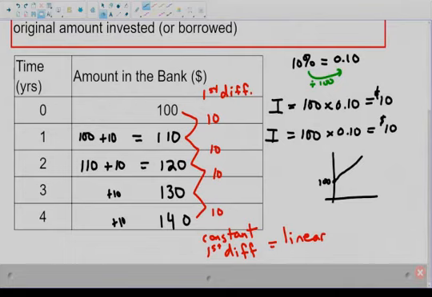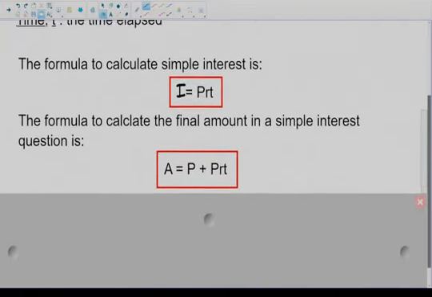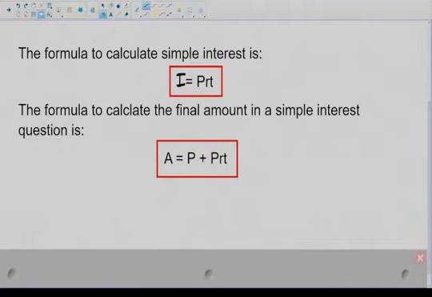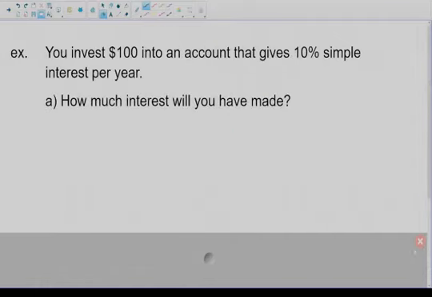But now we don't want to use the table anymore. We just want to use the formula. So that's all going to be taken care of in the formula here. So depending on the question, sometimes they'll ask you to calculate the interest first and then the final amount, sometimes they'll ask you just to calculate the final amount. You can always calculate I first separately and then just add it to the P to find your final amount. So let's look at some examples. So we're going to go back to the original example.